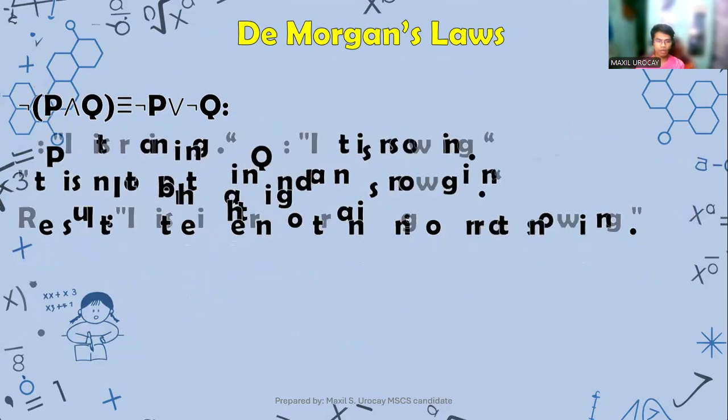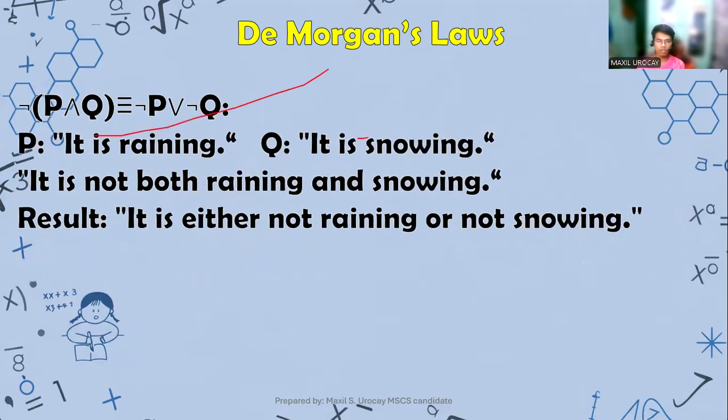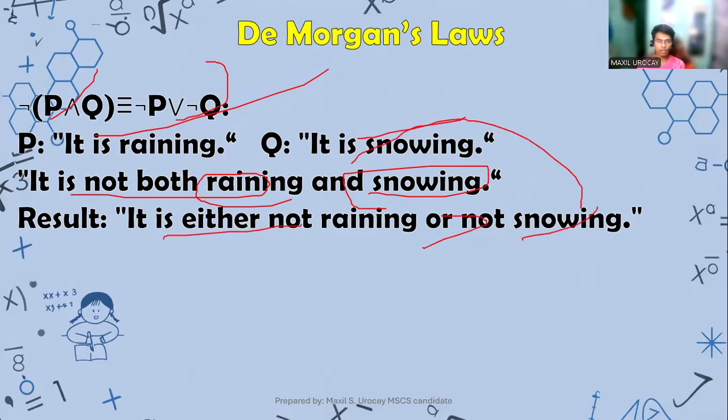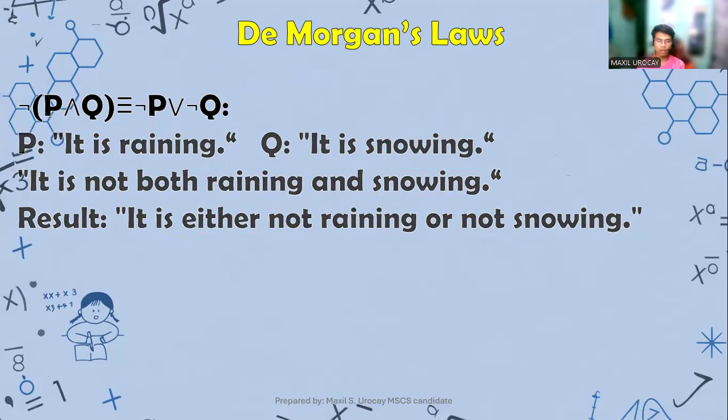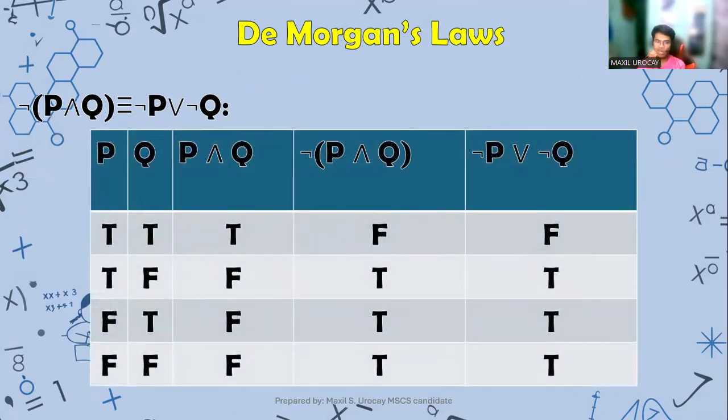Say, for example, it is raining and it is snowing. It is not both raining and snowing. In terms of this one, it is either not raining or not snowing. So they are still equivalent to each other. Now let's try to work on the calculation.